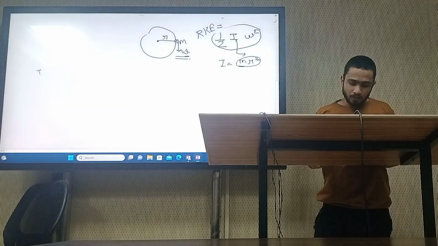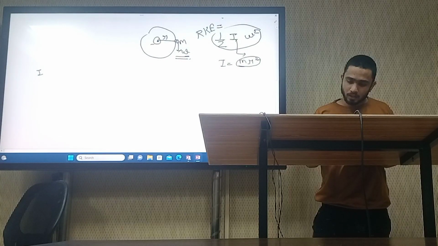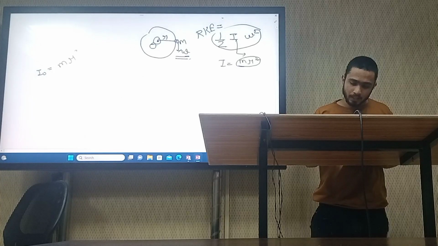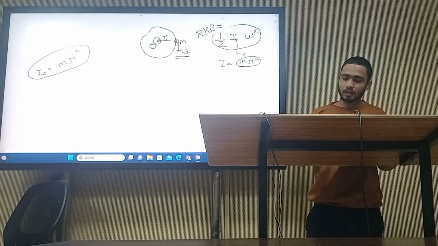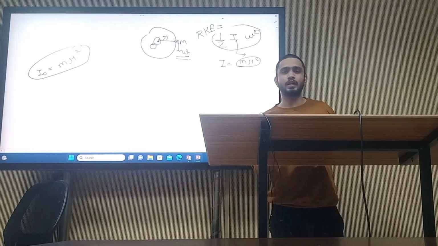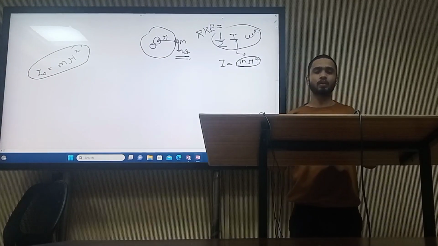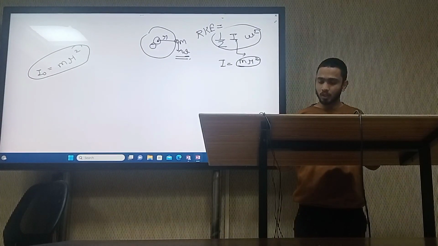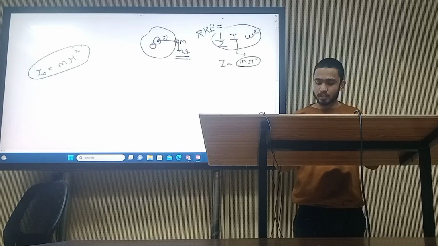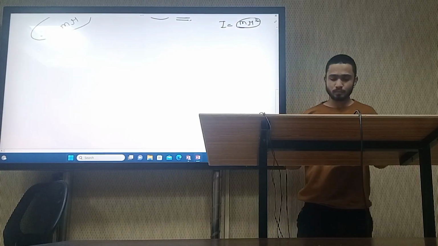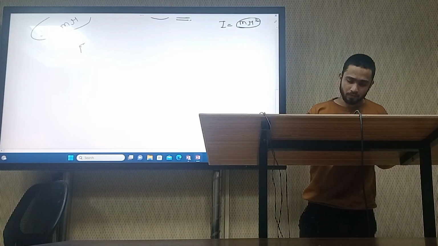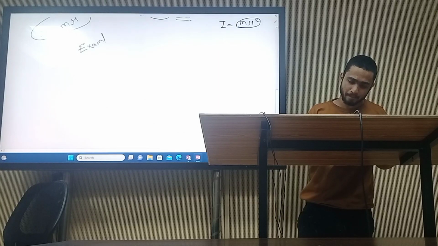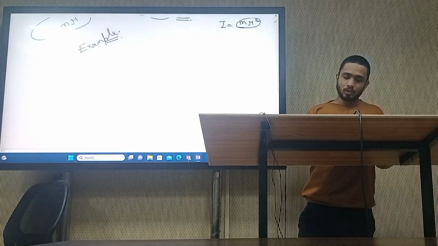Okay, so the moment of inertia from this axis, I_O, is m into r square, and rotational kinetic energy will be half I omega square. Like this we define the rotational kinetic energy. Suppose that we take one example.